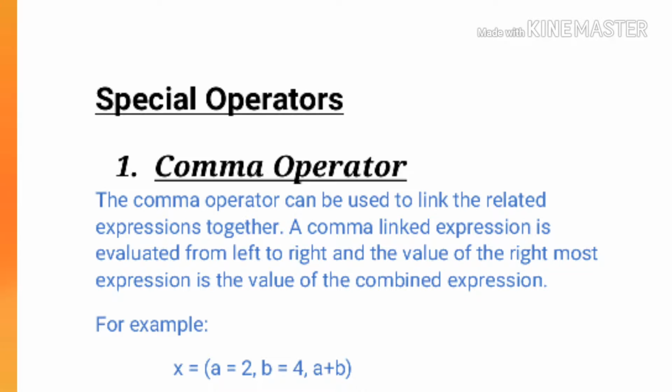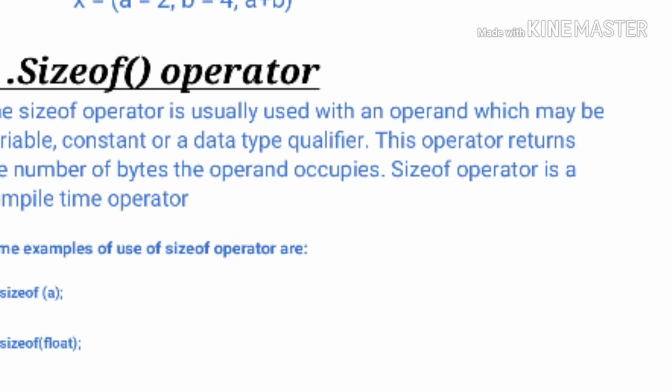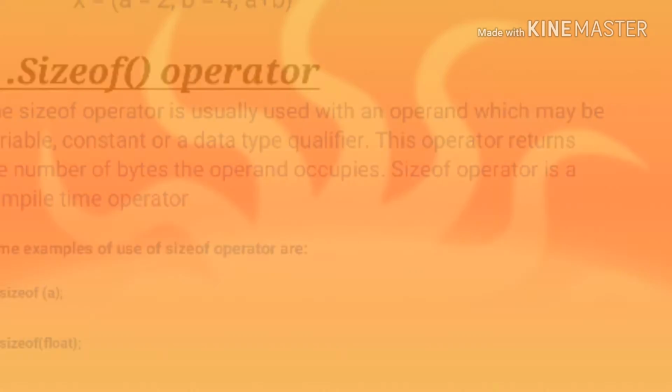Now the special operators, which include the comma operator and the sizeof operator. The comma operator is used as the link between expressions, that links the expressions together. The second one is the sizeof operator. This operator is basically used to tell the size of a constant, variable, or any data type.